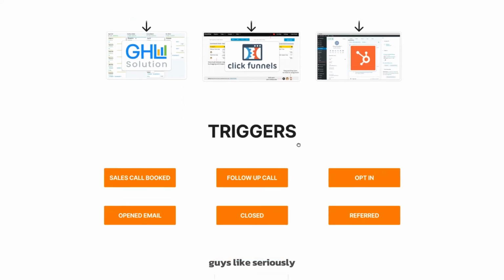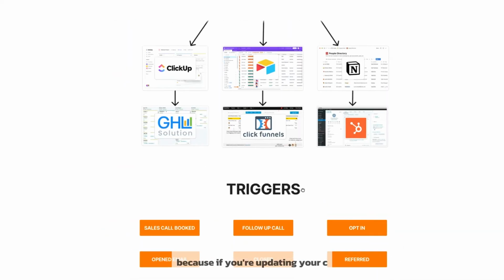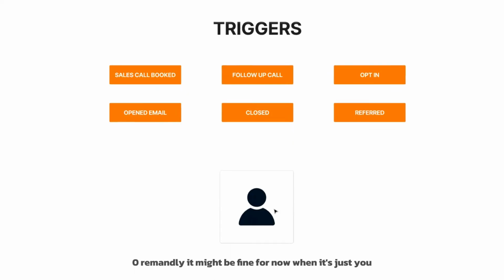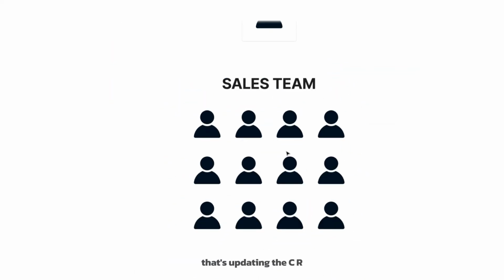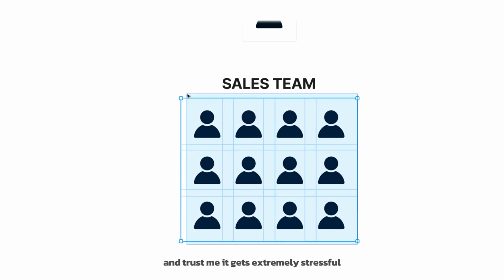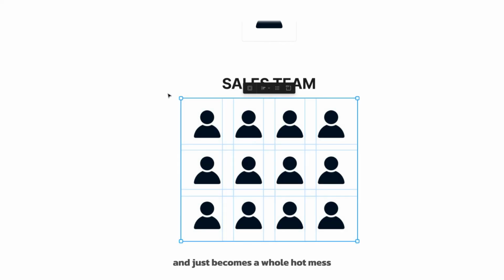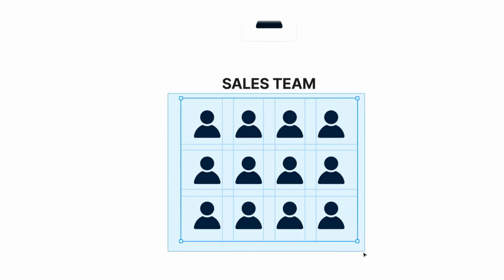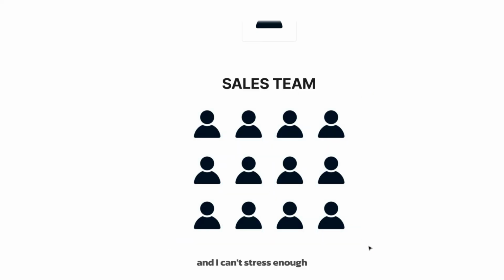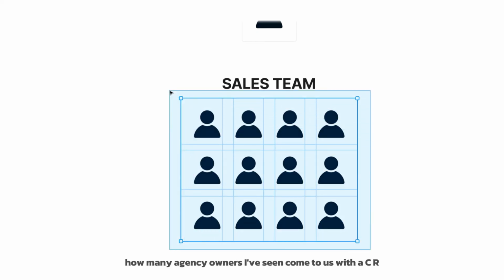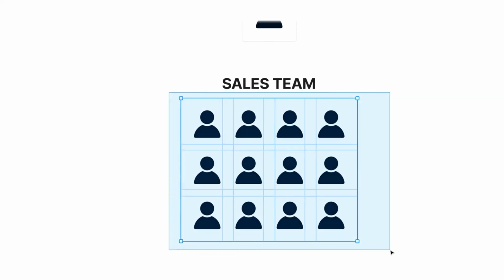I seriously can't stress how powerful this is, because if you're updating your CRM manually, it might be fine for now when it's just you. But when you have a whole sales team that's updating the CRM every single day manually because of the hundreds of leads that are coming in every single day, then trust me, it gets extremely stressful and just becomes a whole hot mess. The reason I can tell you that is because as part of what we do at Fluxomate is fixing that mess that a lot of agencies end up in. And I can't stress enough how many agency owners I've seen come to us with a CRM that is completely out of date and honestly doing more damage than good.